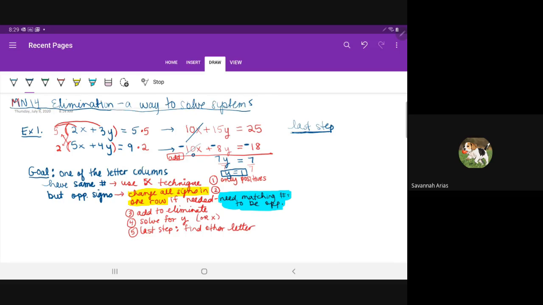Okay, so my last step is you're going to pick one of the equations. Pick one of the original equations.